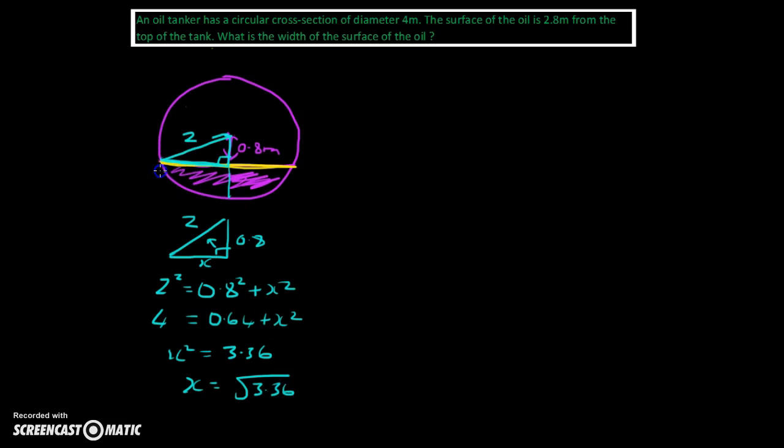So what we've found is that length from there to there. That's x. And also here is x. Now, to find the total surface of the oil, we just have to double that. So the surface would be 2 multiplied by the square root of 3.36. I don't have my calculator handy, but I'm sure you could use your calculator. But that's as exact as it can be.